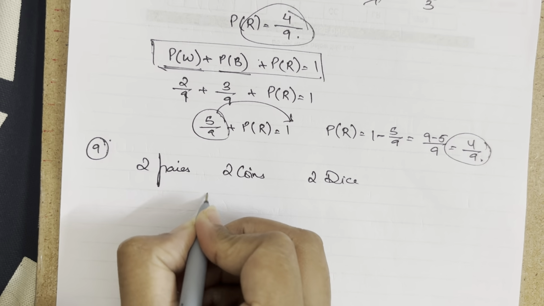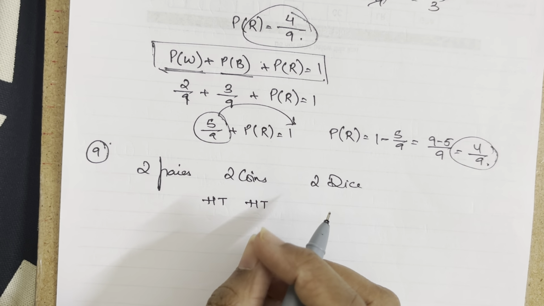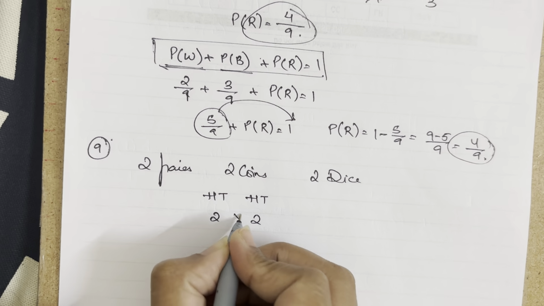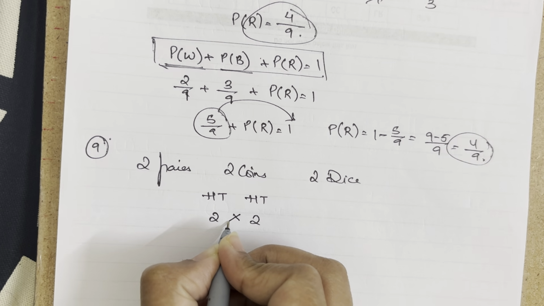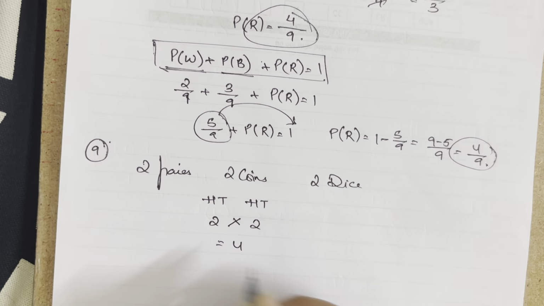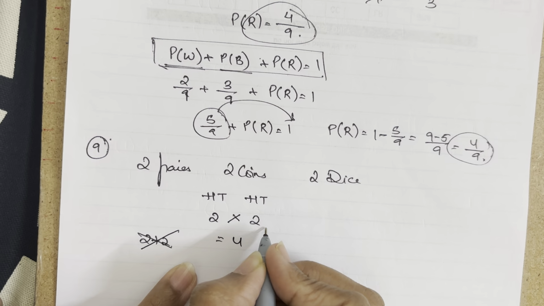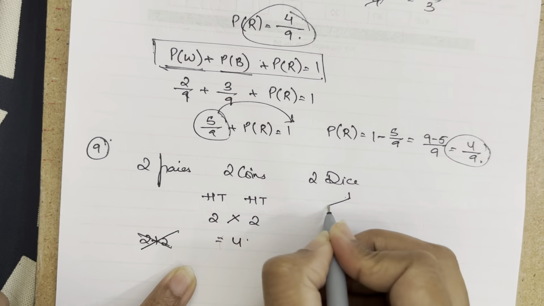One coin is going to have heads and tails, the other coin is going to have heads and tails. So there are 2 outcomes for this and 2 outcomes for this, and for the total number of outcomes, they are going to multiply. So that becomes 4. It is not 2 plus 2, it is 2 times 2, that is 4.